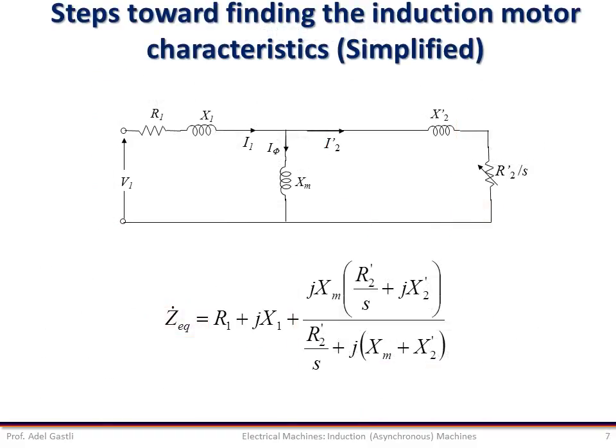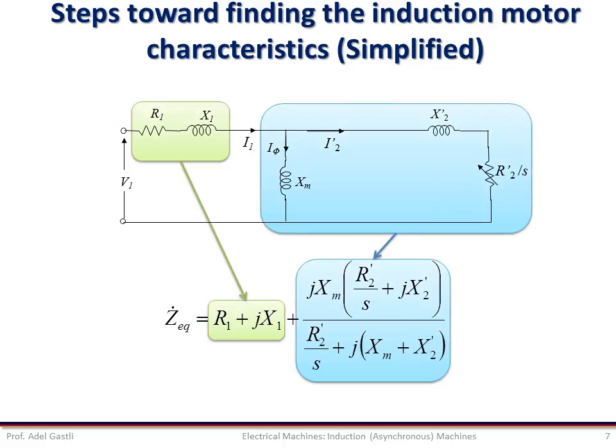For simplicity, the IEEE equivalent circuit is usually used, where the core loss resistance is omitted and the core losses are added to the rotational losses during the calculations of the efficiency. The total equivalent circuit impedance is calculated as shown here.